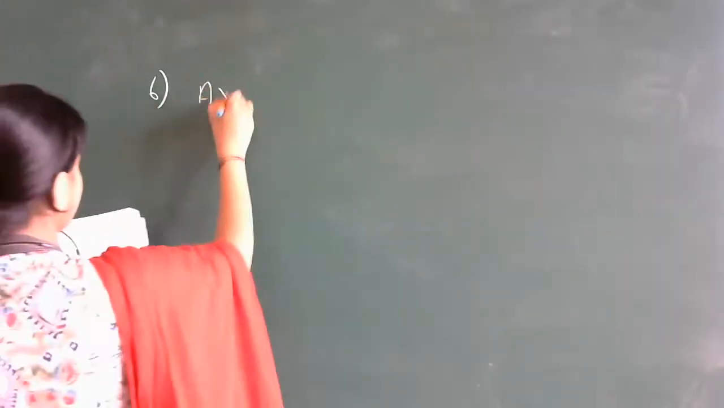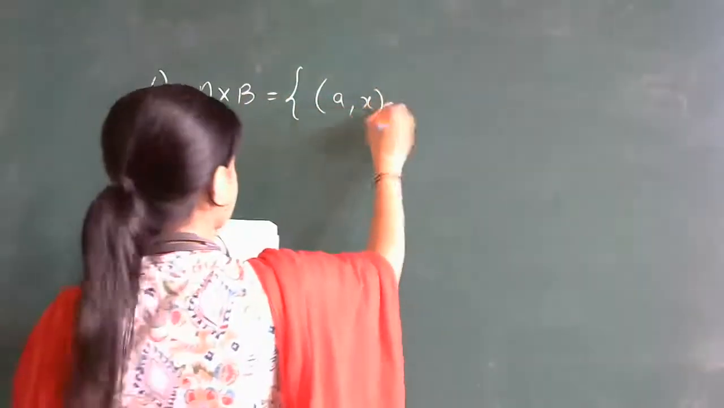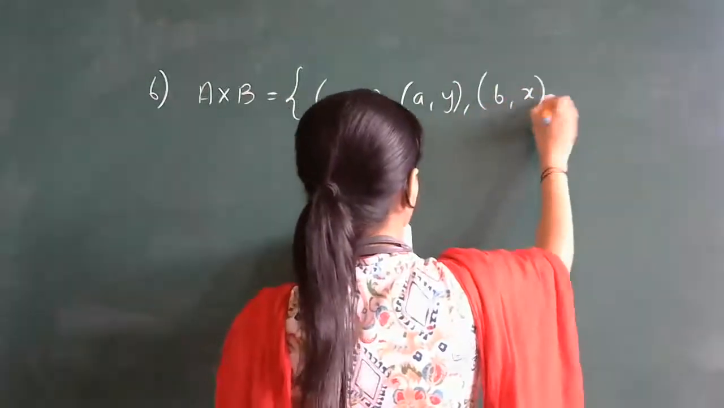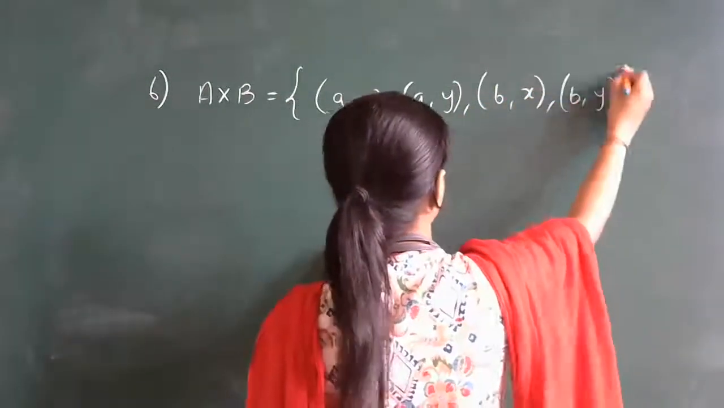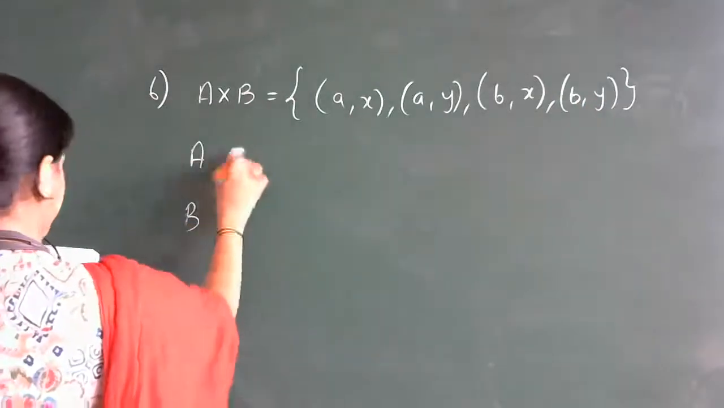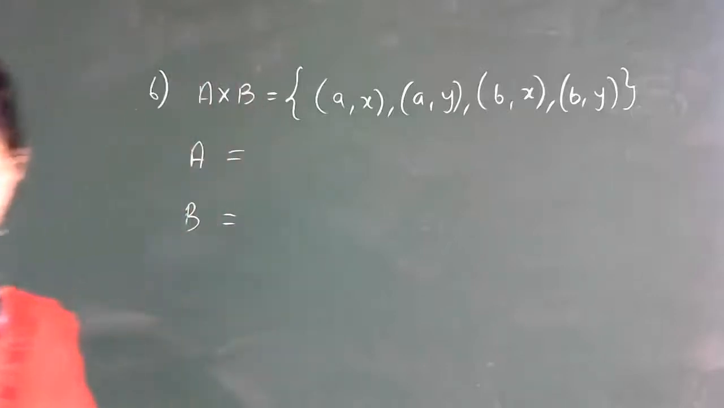Sixth one. This question is, if A cross B is equal to A comma X, A comma Y, B comma X and B comma Y, they have given us the Cartesian product. So they have asked us to write what are the sets A and B. They have asked us to find A and B. So can you tell me what will be the answer, students?